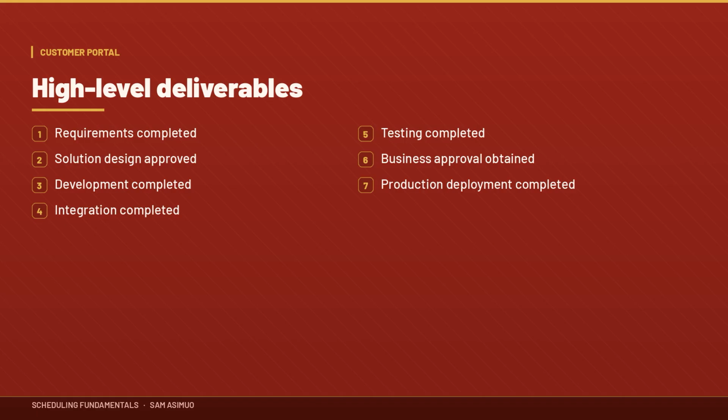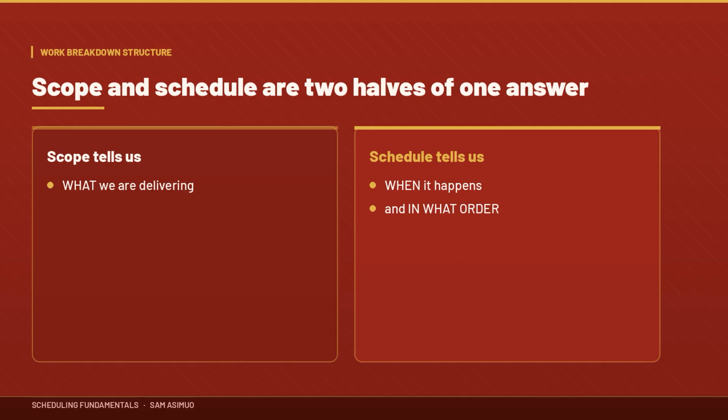Let's use our customer portal example. Our high-level deliverables could be: requirements completed, solution design approved, development completed, integration completed, testing completed, business approval obtained, production deployment completed. Once we understand the deliverables, we can break them into activities. This connects directly with the work breakdown structure, the WBS. The WBS helps us break large deliverables into manageable pieces of work. Think about it this way: scope tells us what, schedule tells us when and in what order. These two must work together.